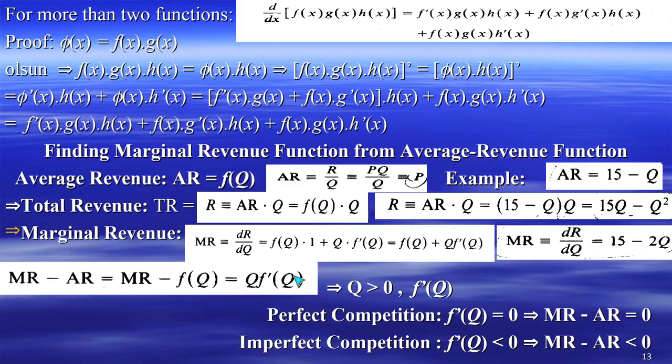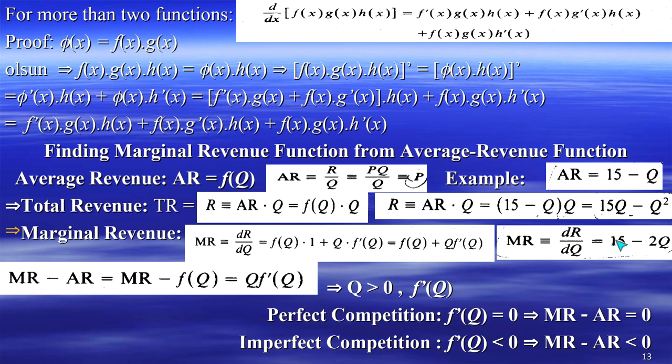And this is the difference of marginal revenue and average revenue. So what is f prime of q? It is the derivative of the average revenue with respect to q. I can also obtain this numerically from this example. Just note that I obtained total revenue as 15q minus q squared. The marginal revenue of this function will be its derivative with respect to q, which is 15 minus 2q. So 15 minus q is the average revenue, and 15 minus 2q is the marginal revenue.